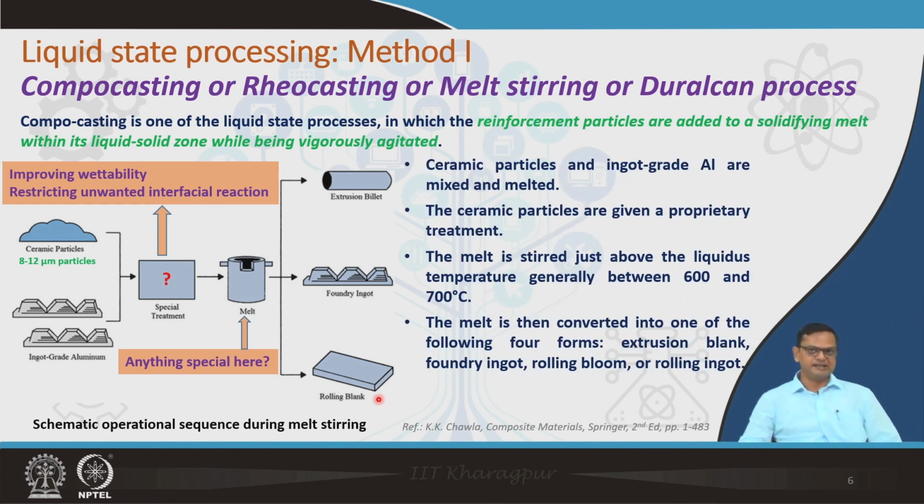That is what has been discussed here: ceramic particles and ingot grade aluminum are mixed and melted, and the ceramic particles are given a proprietary treatment, that means to improve wettability and to restrict any kind of unwanted interfacial reaction. Then the melt is stirred just above the liquidus temperature, generally between 600 to 700 degrees Celsius, and here I am talking about aluminum alloy. Once the melt is nicely mixed and homogenized, billets, ingots or rolling blanks are made.